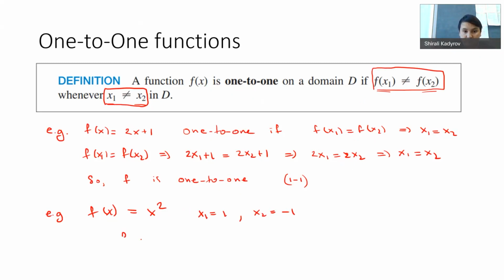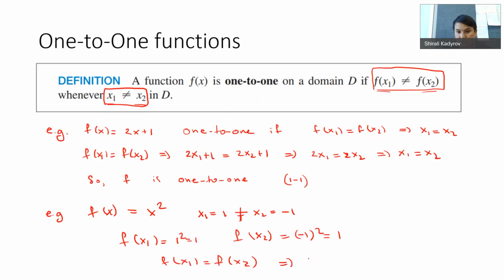But what is my f of x1? It's 1 squared, which is 1. What is my f of x2? It's -1 squared, which is also 1. So they're equal. So f of x1 is equal to f of x2, although x1 and x2 are not equal. This invalidates the definition. So it means this function, y equal to f of x equals x squared, is not 1-to-1.